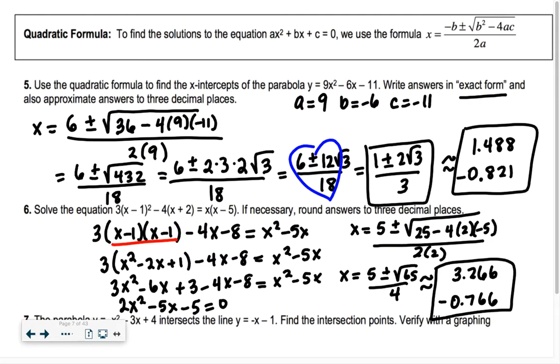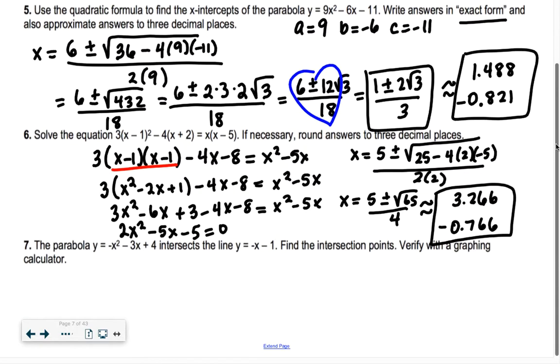Good? All right, this is the last one for this section. All right, so the parabola intersects the line y equals negative x minus 1. Find the intersection points and verify with a graphing calculator. Okay, so we have a downwards parabola intersecting a line. At most, there can be 2 answers, right? There could be 1 answer if it just barely touched it, right?